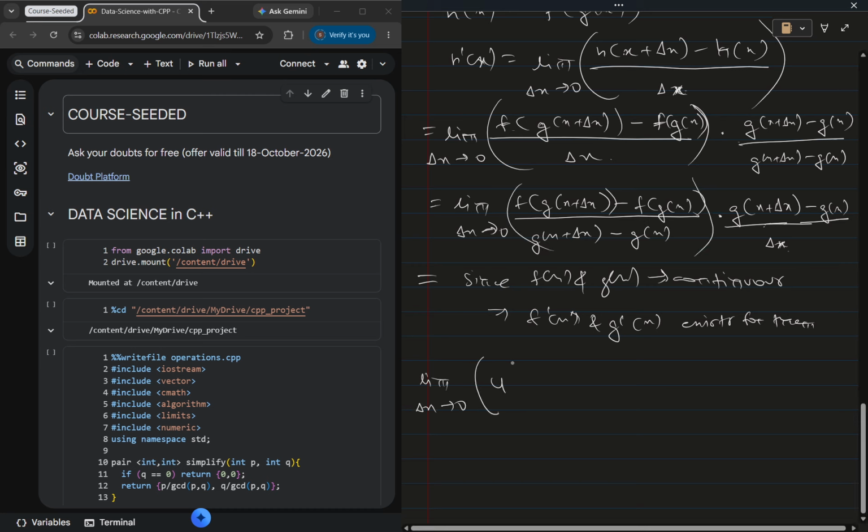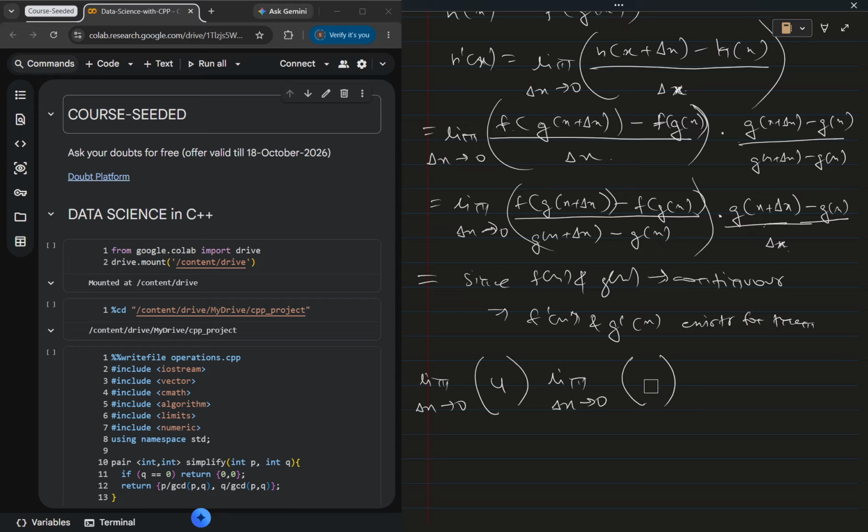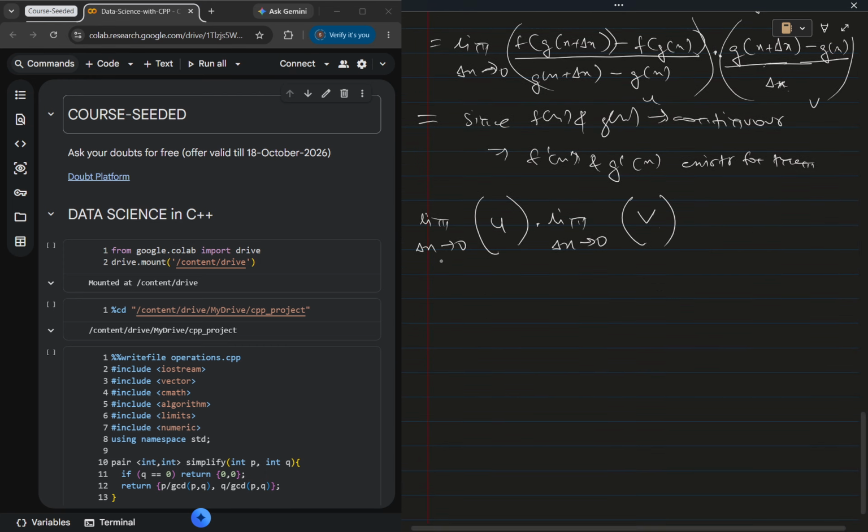So let's call it u, and then you can write limit delta x tending to 0. Then this part over here, let's call it v. So this as v and this as u. So you have this limit because, sorry, not because u and v were continuous, but because f of x and g of x were continuous. So their derivatives exist, and we can just write them separately. So that's what our intuition and thinking was to get over here.